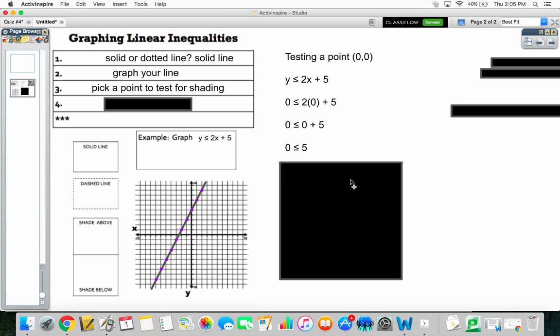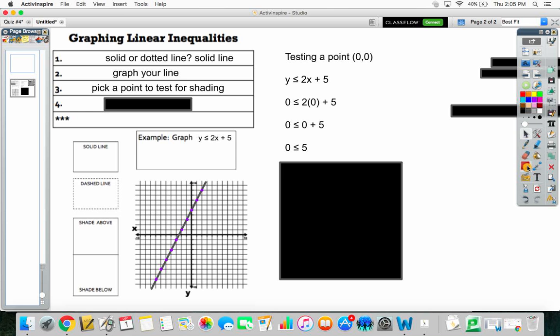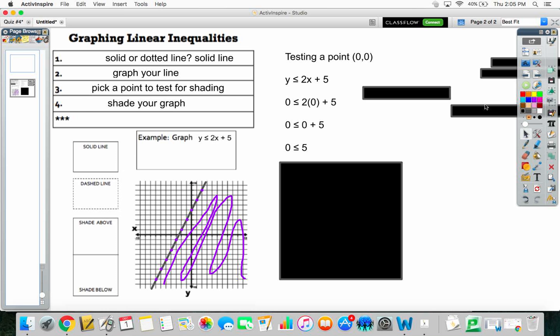So if 0 is less than or equal to 5, then you need to shade in the area that contains the point 0, 0. So in this case, 0, 0 is below my line, so I'm going to shade below my line. That is our last step for graphing our inequality.